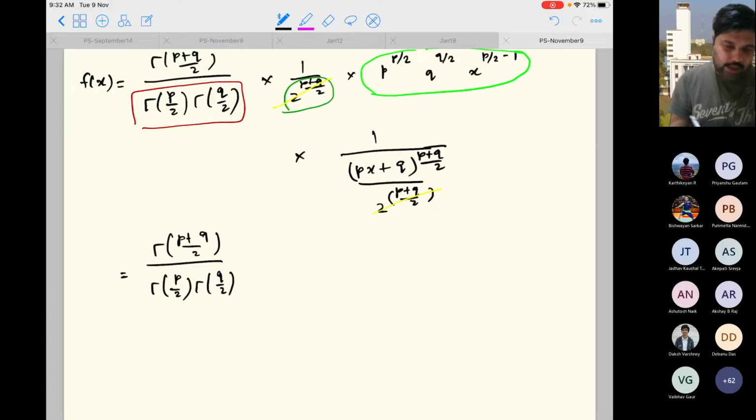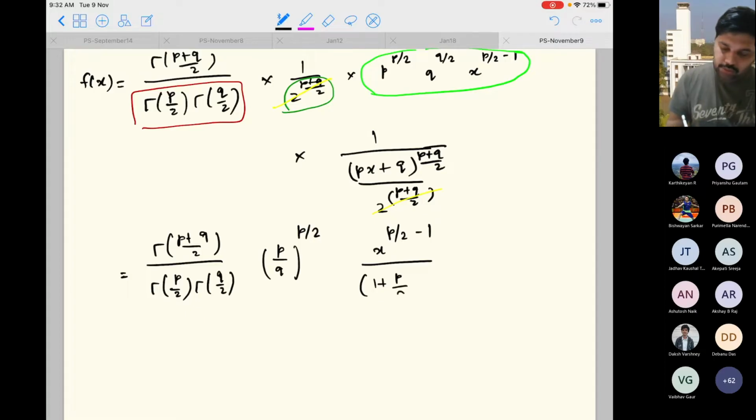If you agree with this calculation, then you'll have p by q to the power p by 2. Then you will have x to the power p by 2 minus 1 divided by 1 plus p by q x to the power p plus q by 2, because I'm taking q out. Okay, so this is the density f(x).